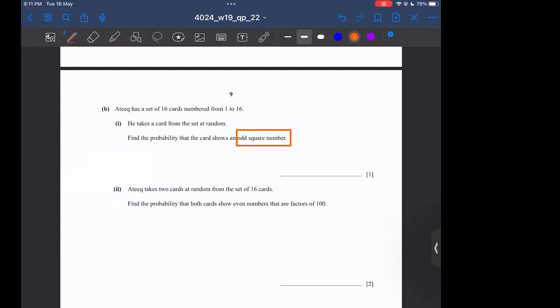So Atik has a set of 16 cards numbered from 1 to 16. He takes a card from the set at random. What are the odd square numbers here? From 1 till 16, these are odd numbers and odd square numbers as well. So 2 of the cards are in favor of the question out of 16. So 2 by 16 is going to be 1 by 8.